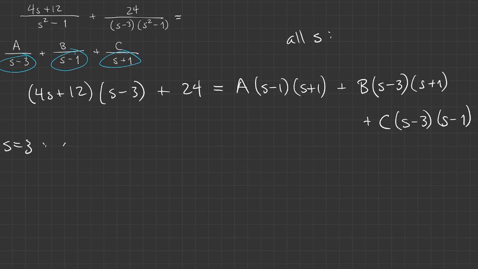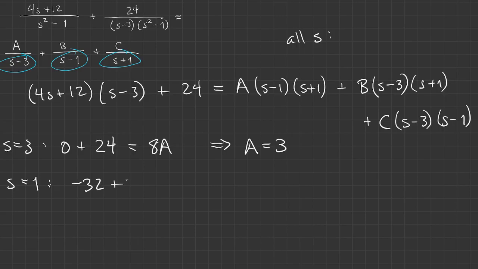So if I take the pole at 3, for example, then the left side is just 24. On the right side, I get 2 times 4 times A, and then the B and C terms drop out. So right away, we know that A equals 3. Next, I'll put in s equals 1. The left side works out to be negative 8. And now on the right, only the B term survives. So we can find out what B is.